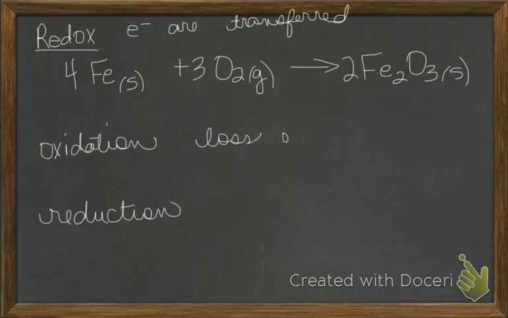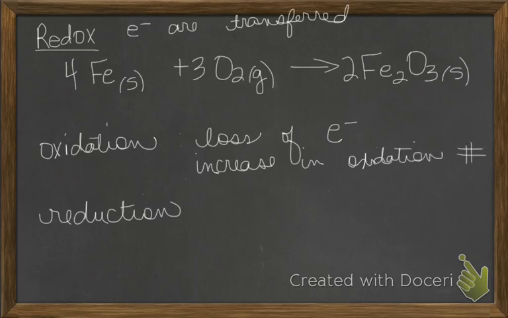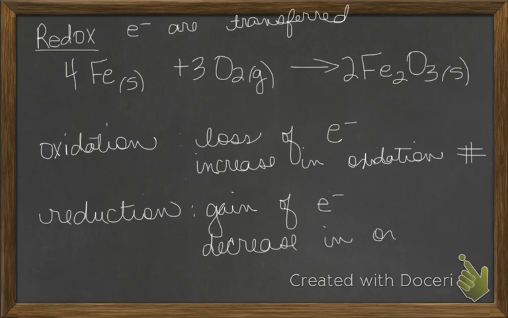Oxidation is the loss of electrons, and electrons are a negative charge. So when you lose electrons, your charge goes up, because if you lose negatives, your charge becomes more positive. In chemistry, we word that as an increase in the oxidation number. Think of an oxidation number kind of like a charge. Reduction is the gain of electrons. If you gain negatives, your charge goes down, so we define that as a decrease in oxidation number.